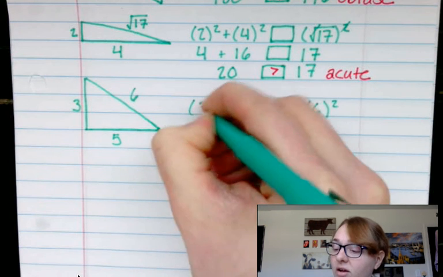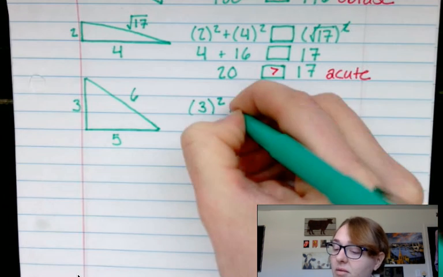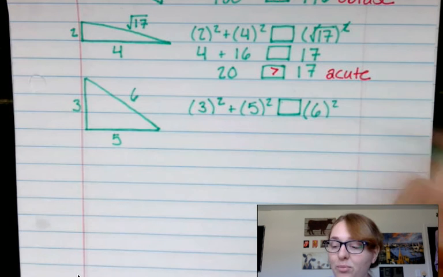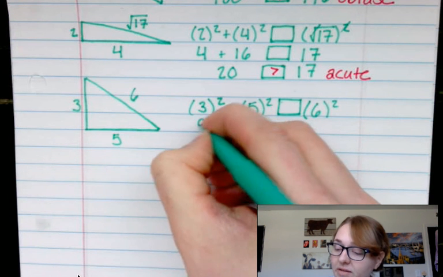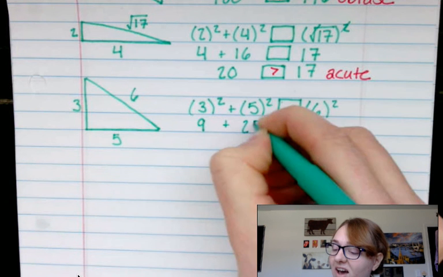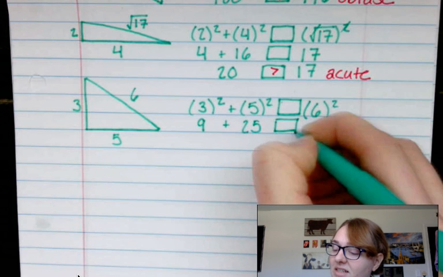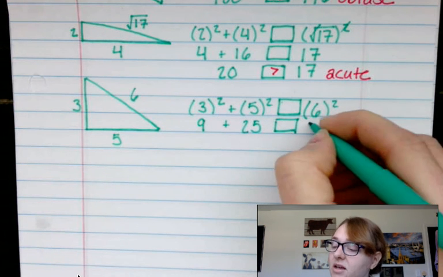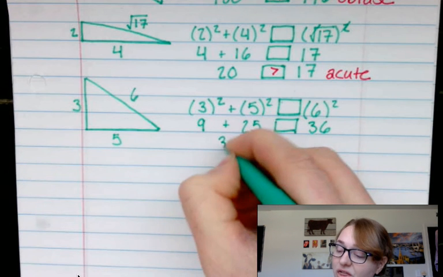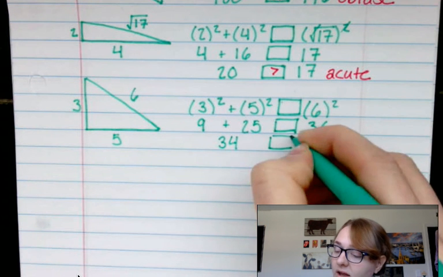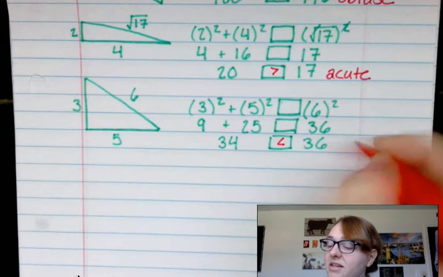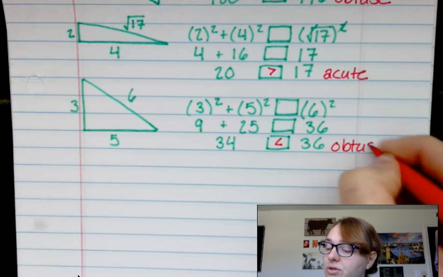So we have that our leg of 3, and we're going to square it, plus our leg of 5, and we are also going to square that. So using our calculators or our big brains, 3 times 3, or 3 squared, gives us 9. 5 squared, or 5 times 5, gives us 25. And we are going to compare that to 6 squared, or 6 times 6, which is 36. 9 plus 25 gives us 34. And comparing that to 36, we can see that 34 is less than 36. So we once again have an obtuse triangle.